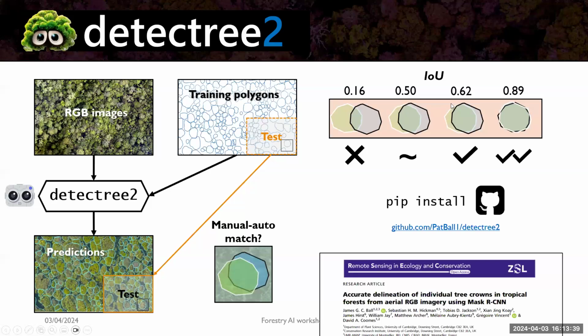As with Mirela, it's quite common practice. We say we've got a correct match when the IOU between the predicted crown and the test crown is more than 0.5. But this is a parameter that you can adjust.